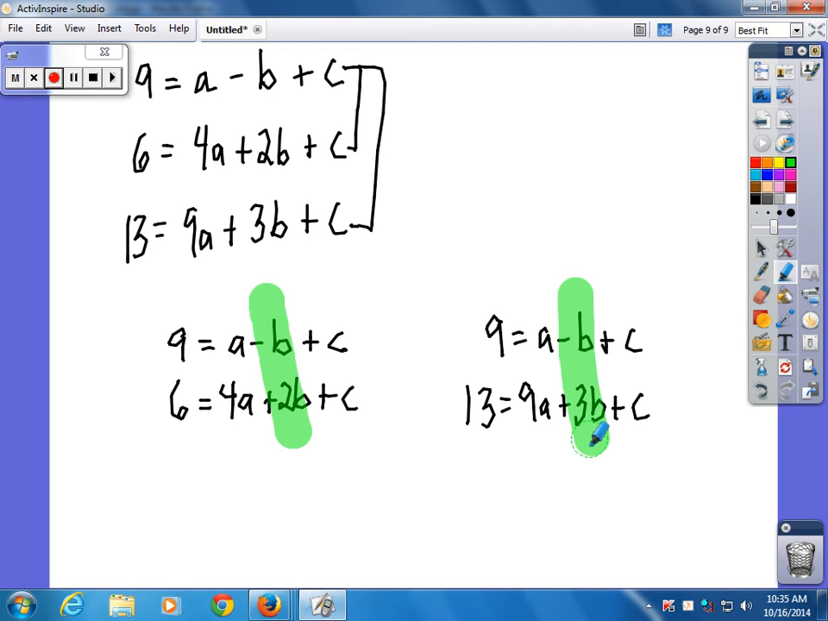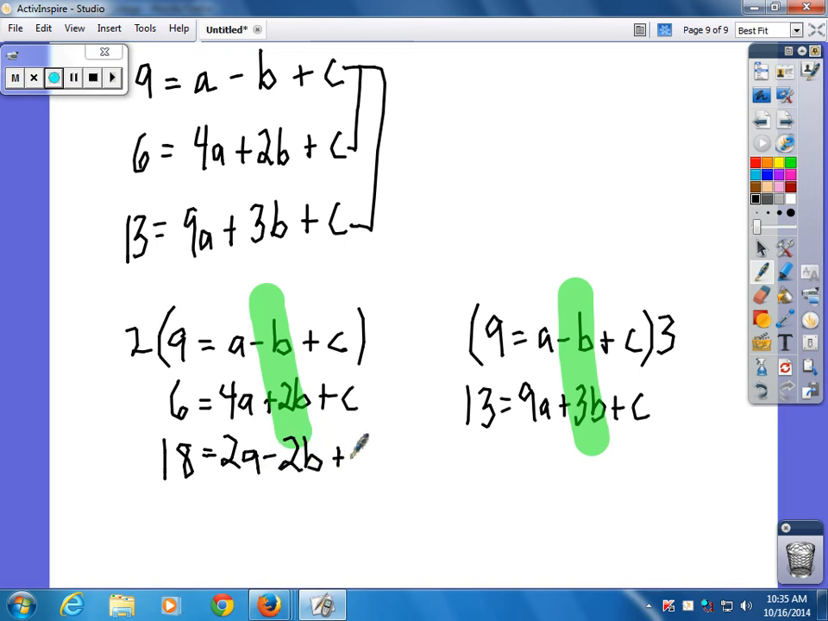What are you going to multiply the top by? Two. And what are you going to multiply the top by over here? Two times 9 is 18, 2a, negative 2b, and 2c. Three times 9 is 27, 3a minus 3b plus 3c.